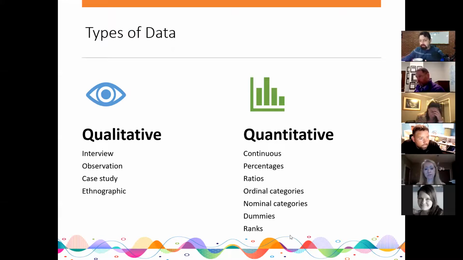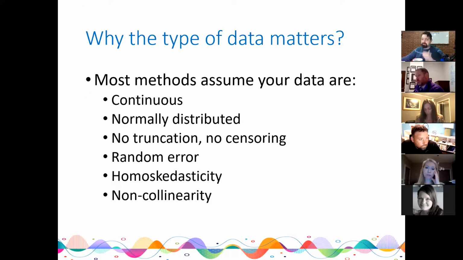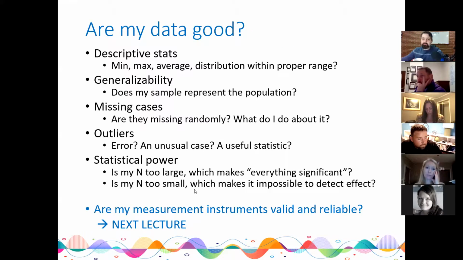Or if you have dummy variables or nominal categories, you can use them with regression, but you have to add them as a set of dummies as opposed to just 1, 2, 3, 4. So we'll talk about some of those things, but it's important to keep that in mind, because your method may not provide proper or valid conclusions if you use a wrong method with the type of data that you have. And then finally, are my data any good?